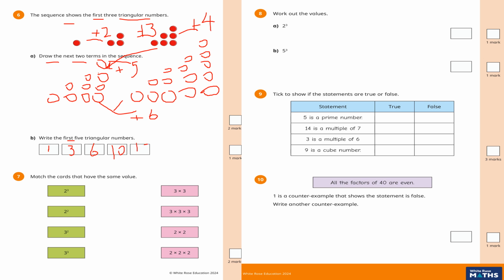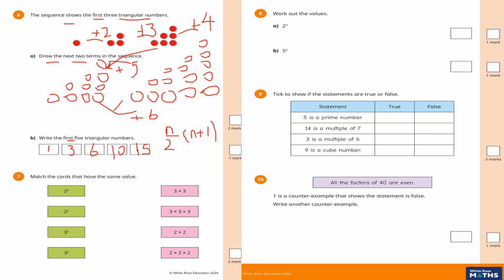Now this part, I'm going to go beyond the scope of the video. But if you're interested, the nth term of this sequence is what I call a quadratic sequence. So this one, the nth term is actually n over 2, brackets n plus 1. For the purpose of the video, I'm focusing on the actual content, but this is the nth term of a triangular sequence.